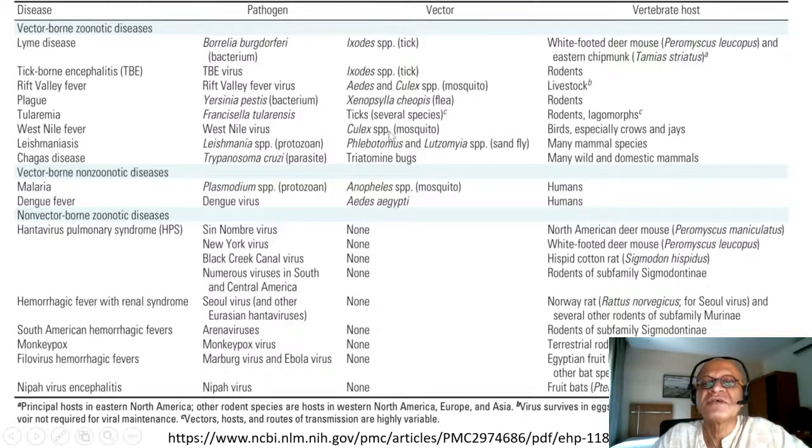So here are the various vectors. We will look at several mosquitoes and some ticks and some, not necessarily rodents, but we will consider vampire bat, for example, in the case of rabies and so on. But you see the idea. You have deer, mouse, rodents, livestock, birds, mammals, humans themselves can be hosts as well. Then what do we have? Rodent species on land, Egyptian fruit bats, and so on and so forth.